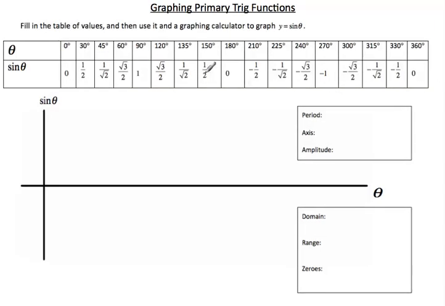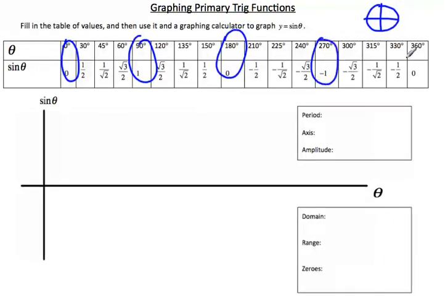Okay, if you've done that, you should have gotten these results. You can check your answers. Importantly, notice the ones that are at the top, bottom, left, and right of the unit circle here. 0 degrees, 90 degrees, 180, 270, and then back to 360. That's this one, this one, this one, this one, and that one.